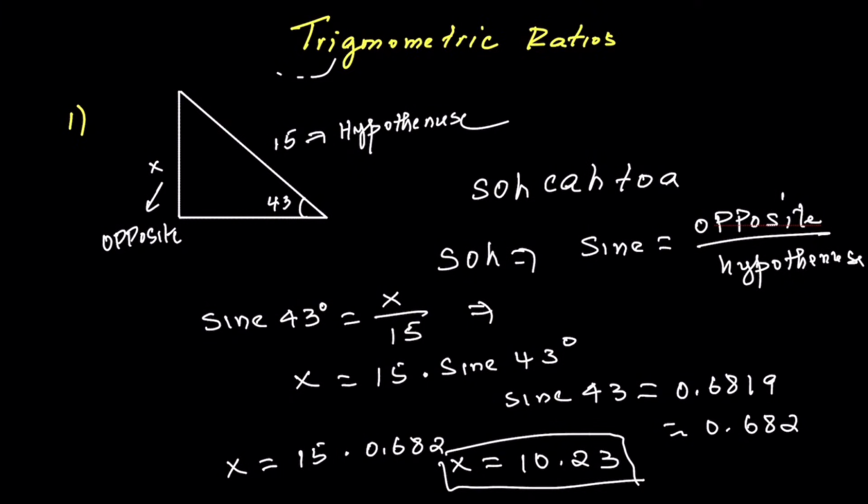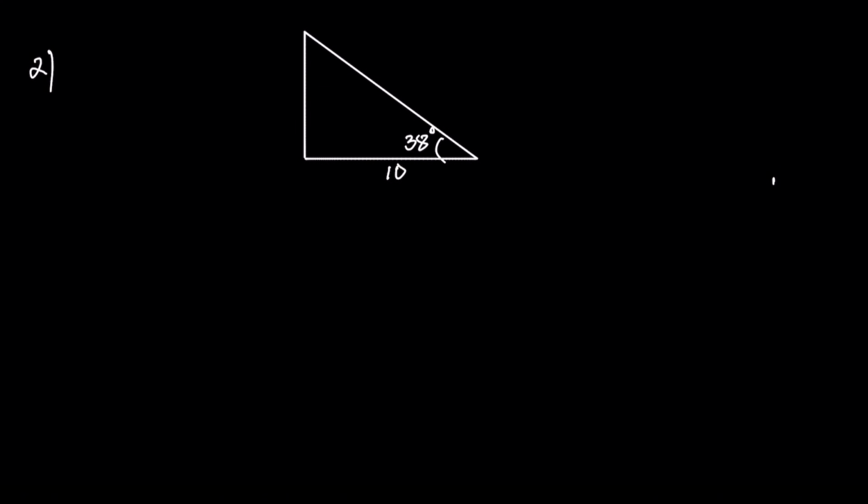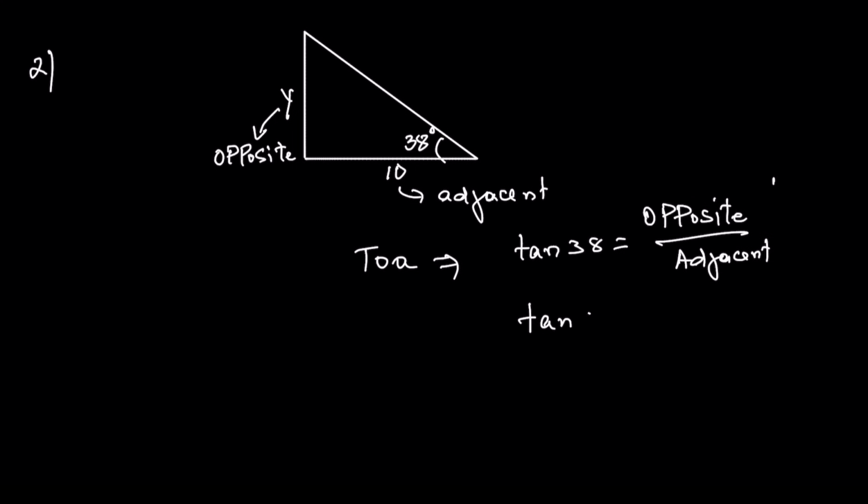Example 2. The angle is 38 degrees. The unknown side y is opposite the angle. The side 10 is next to the angle, so that is the adjacent side. We use TOA, which means tangent equals opposite over adjacent. We write tangent of 38 equals y divided by 10.